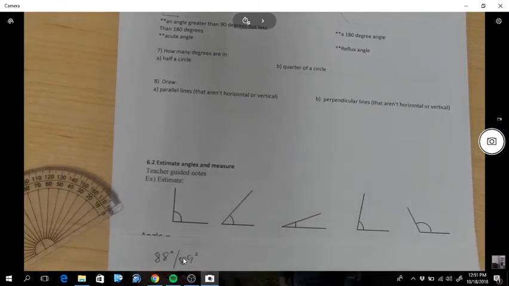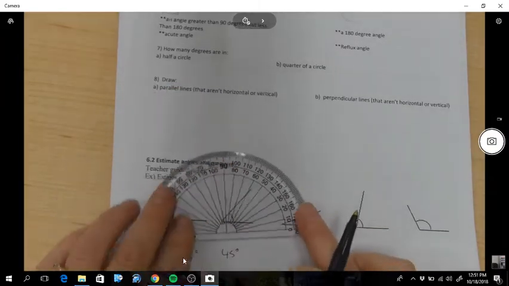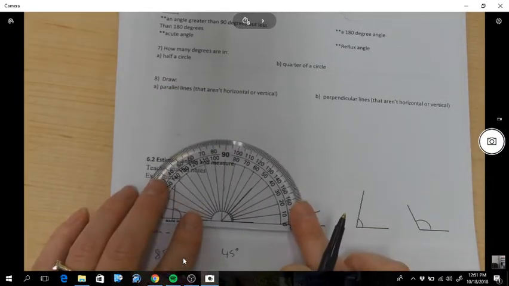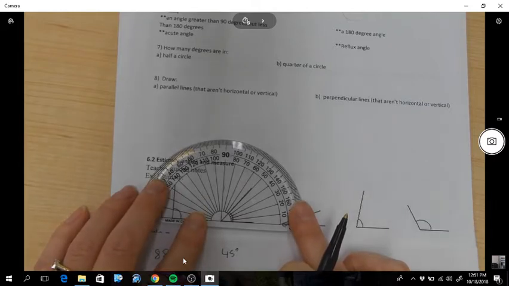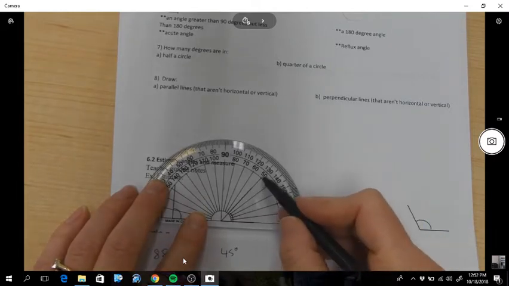Okay, next one. I've got my visual of my 90. I'm guessing it's about halfway there. So my guess is 45 degrees. Okay, so I put the intersection there, make sure this is flat on there. And the measure is exactly 50.